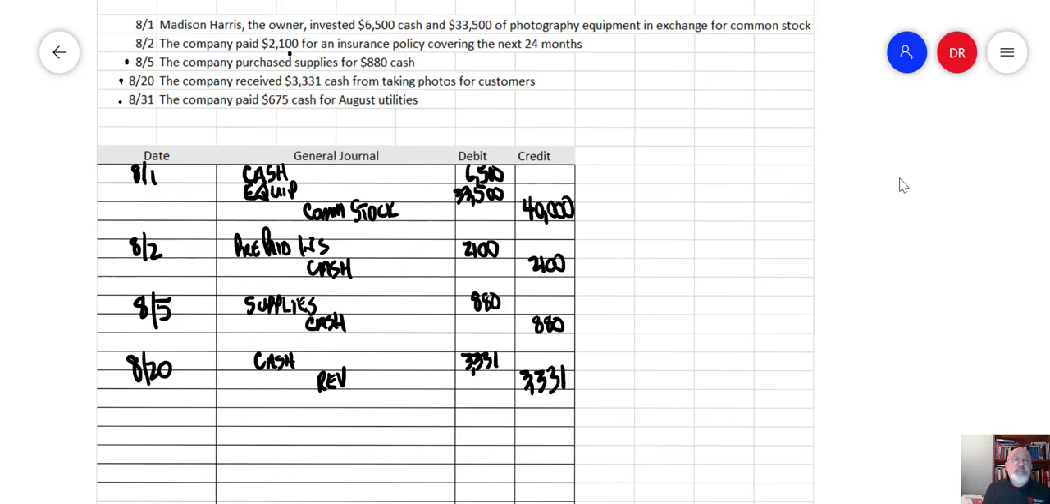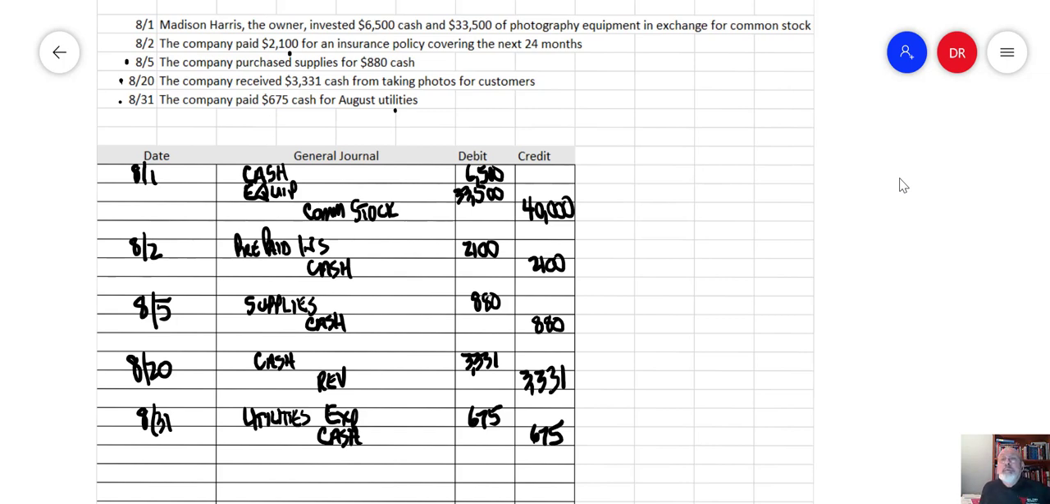On August the 31st, they paid $675 cash for August utilities. So we're going to date this August 31, and we're going to record the August utilities as an expense. So we say utilities expense. That's $675. And then we're going to credit cash because we used cash to pay for it. $675. All right. So those are the journal entries.